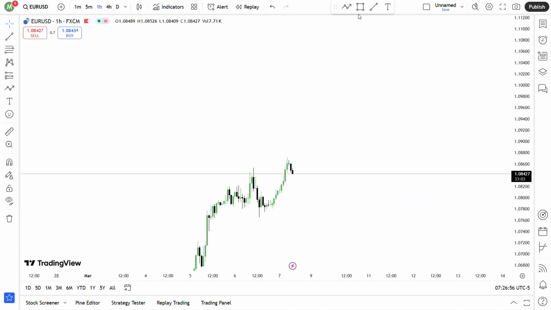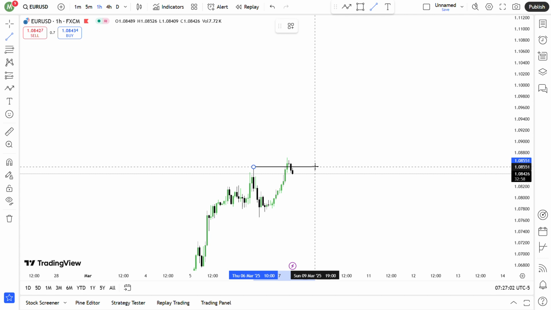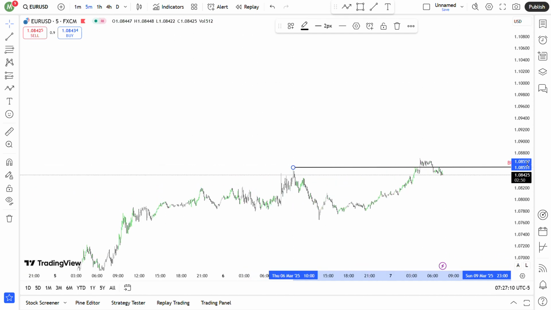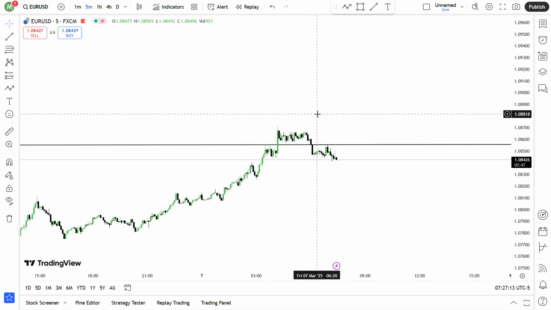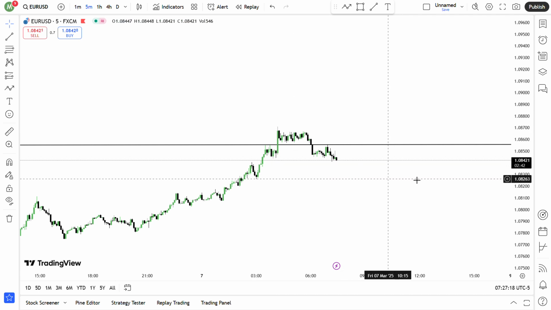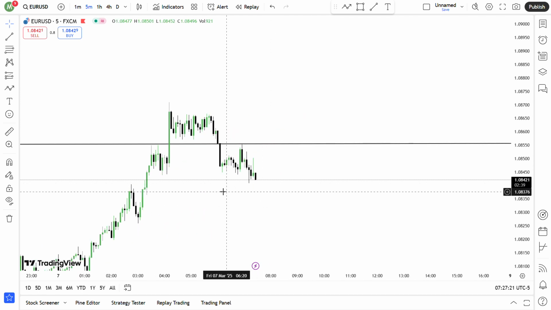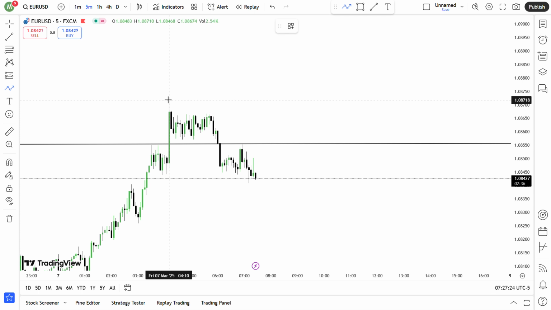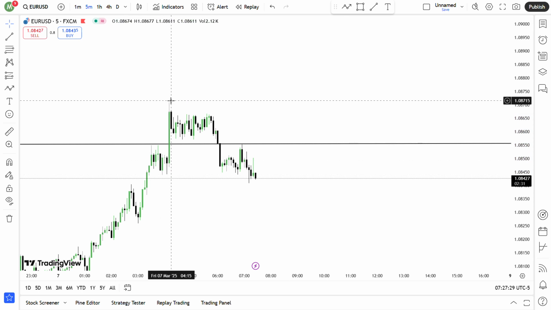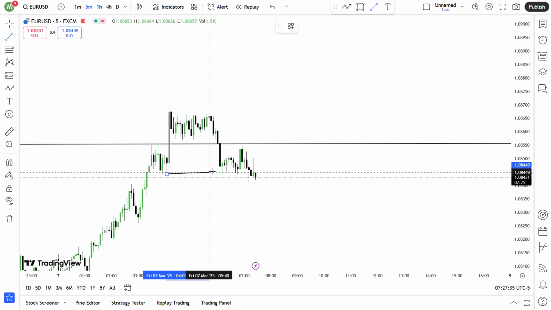First I have said how to draw a market structure shift. When the market breaks a high, it is known as buy side liquidity, and you can go to 15 minutes or 5 minutes. This is a market structure shift. This is a high, and this is a low. This high is lower than this, so we mark this as a market structure shift.